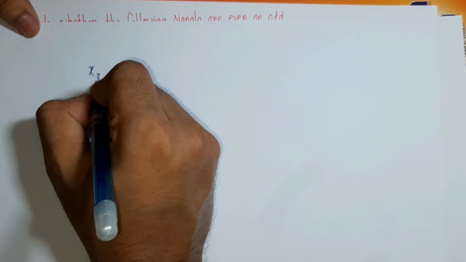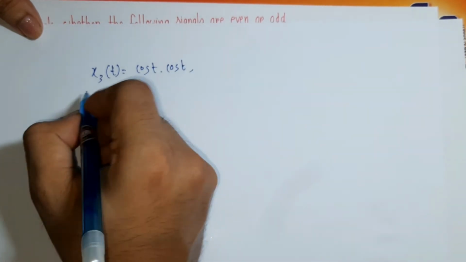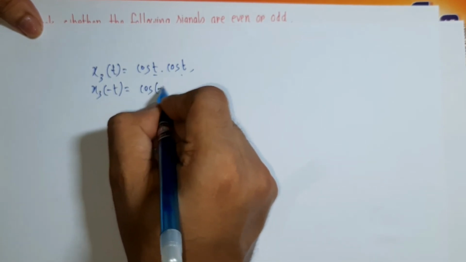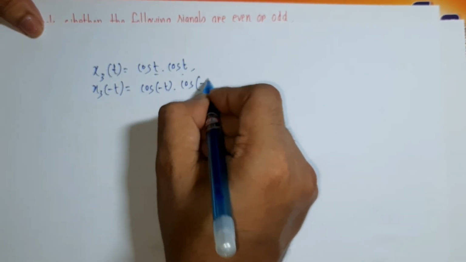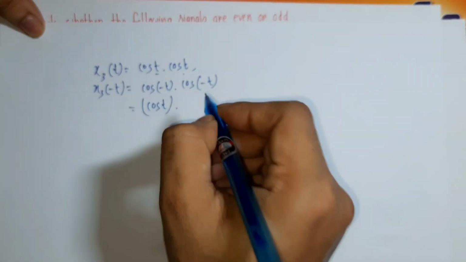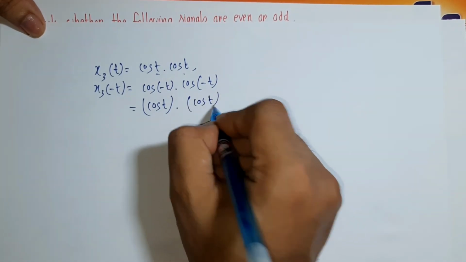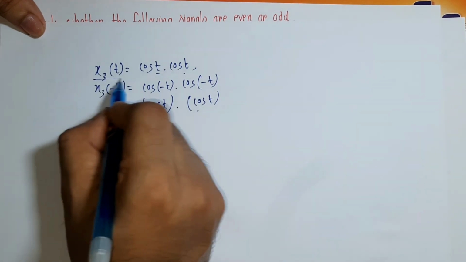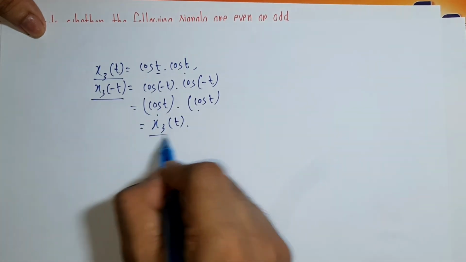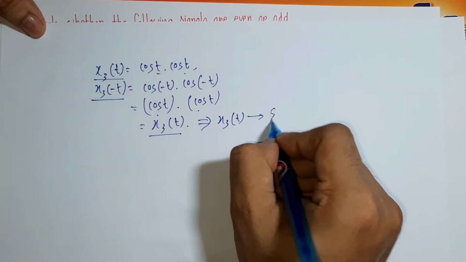So what do we have? We have that x3t is equal to cosine t into cosine t. So x3 of minus t will be nothing but the time variable t has to be replaced by minus t. So cosine of minus t multiplied by cosine of minus t. We know that cosine of minus t is equal to cosine t. That's a very familiar trigonometric relation. So what I have finally is cosine t into cosine t, which is nothing but x3t. So what you finally have is x3 of minus t is same as x3t. This implies clearly that x3 is an even signal.